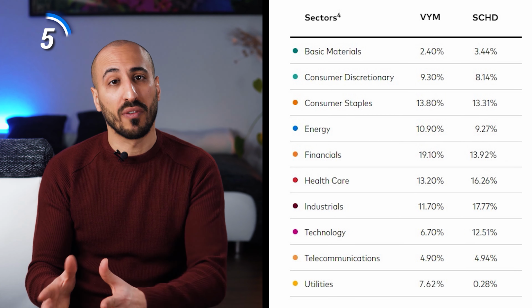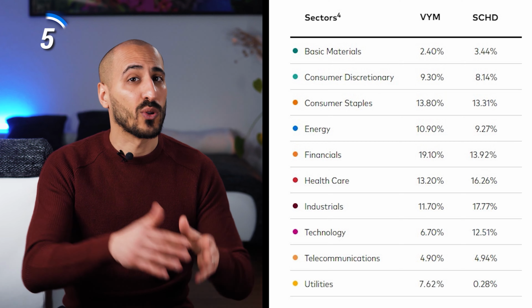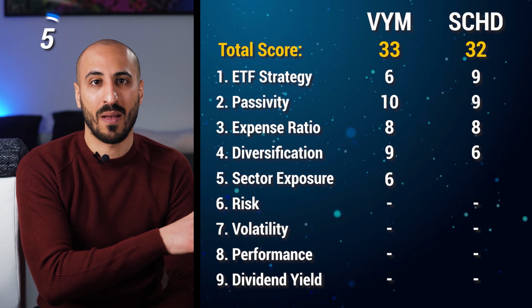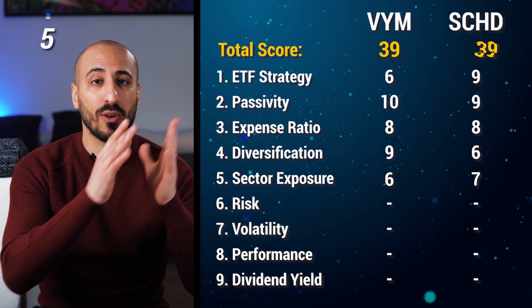Generally speaking, I prefer the sector exposure of SCHD, with a more balanced weighting of the top sectors and also less exposure to the financial sector. For this reason, I'm giving 6 points to VYM and 7 points to SCHD, bringing the two ETFs to the same level with 49 points.